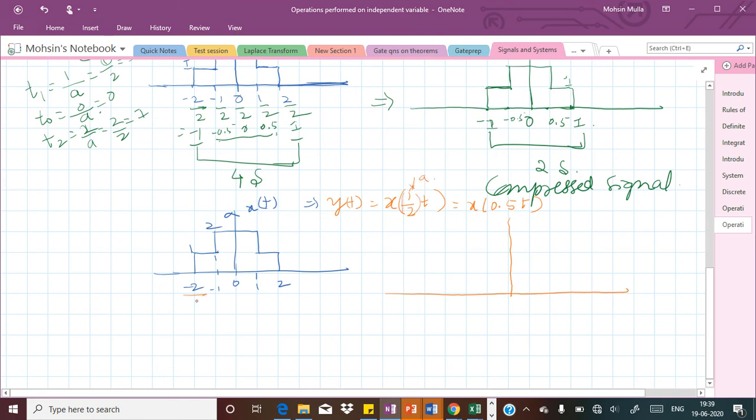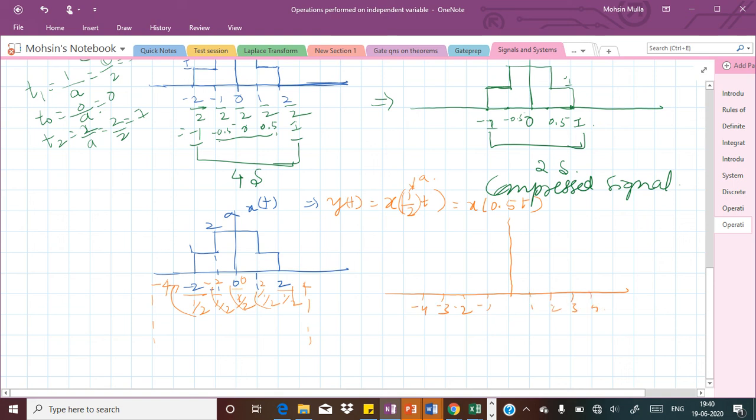When you divide by 1 by 2, 1 by 2, everywhere, this 2 will go to the numerator, so it will become 2 into 2, minus 4, and this will become minus 2, this will become 0, this will become 2, and this will become 2 into 2, 4. So the new signal will exist between minus 4 to plus 4. We have to show that minus 4 to plus 4 here. So let me take this as minus 1, minus 2, minus 3, minus 4, 1, 2, 3, 4.